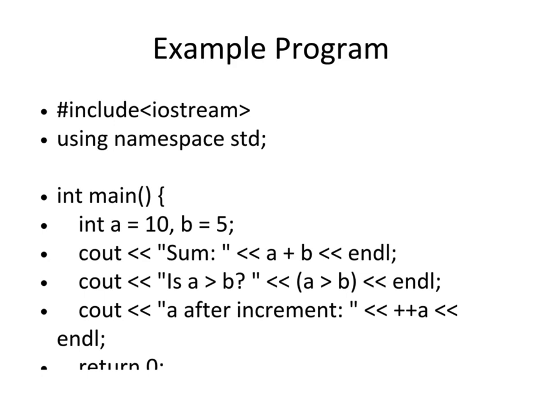Let's read the program clearly, line by line. #include <iostream>, using namespace std, int main, int a equals 10, b equals 5, cout insertion operator, sum, insertion operator a plus b, insertion operator endl, cout insertion operator, is a greater than b, insertion operator, a greater than b, insertion operator endl, cout insertion operator, a after increment, insertion operator, plus plus a, insertion operator endl, return 0.